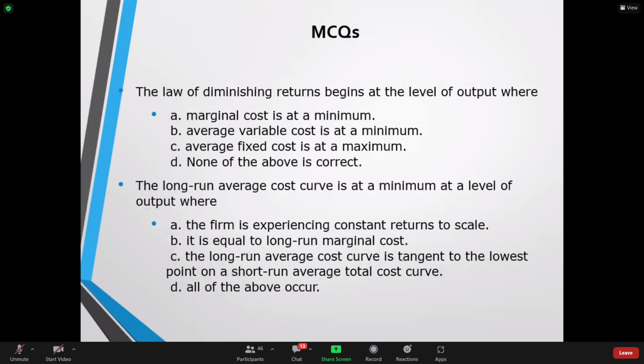Long run average cost curve is at minimum at the level of output where? Tell me, this is easy. The previous one was a bit complicated because it's about the law of diminishing returns. That is a law related to production, so you have to relate the production to the cost and get the answer. That was not straightforward, but the second question is straightforward.